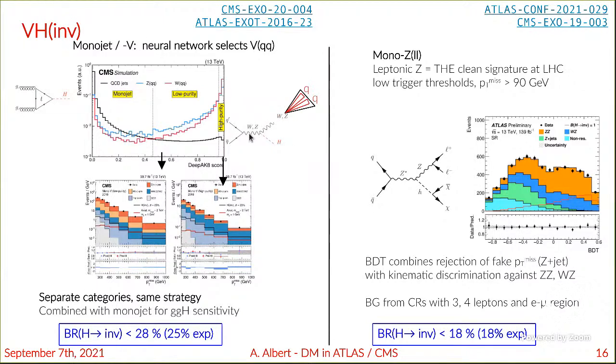Then in the end, you perform the same analysis for the three categories. You combine, and that allows you to get a combined constraint from ggH and VH, which is very powerful and goes into the mid 20% range.